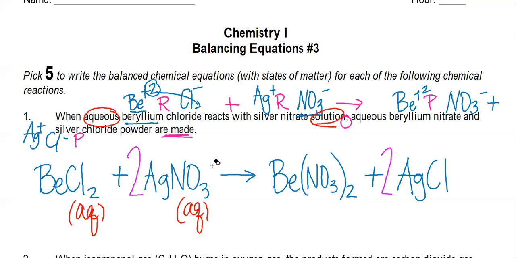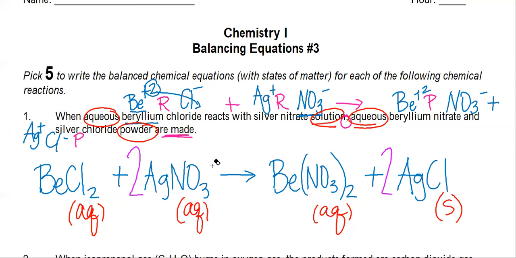Okay, then for the products, we've got aqueous beryllium nitrate. Yes, sometimes it does feel redundant on those states of matter, but then we've got silver chloride powder. Powders are not aqueous, they're not liquids, and they're not gases. Powders are a very fine solid particle. So the AgCl would be labeled as solid. All right, so there we get 1 point for writing out the formulas correctly, 1 point for balancing it correctly, and 1 point for every state of matter being put on correctly.